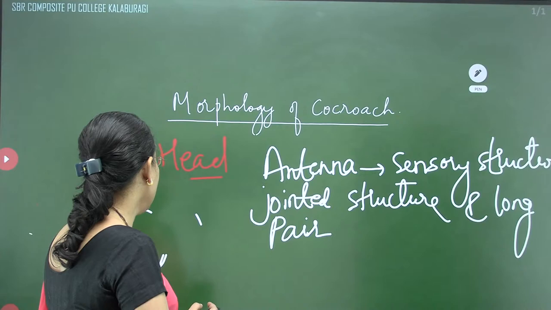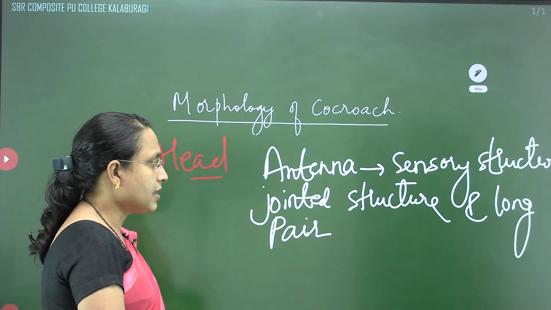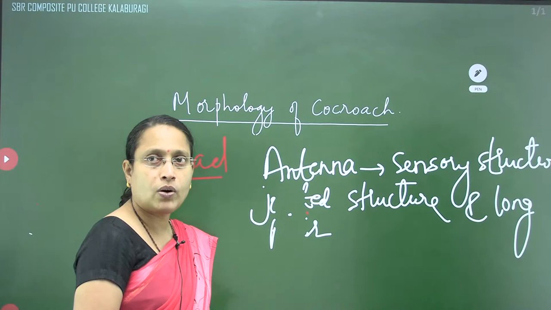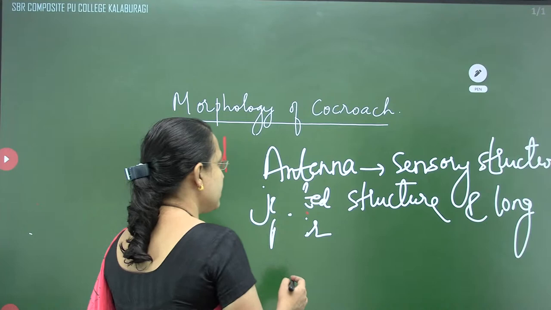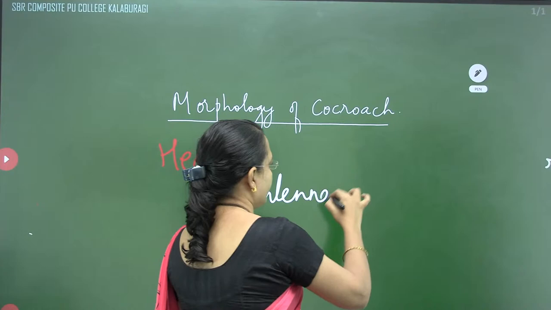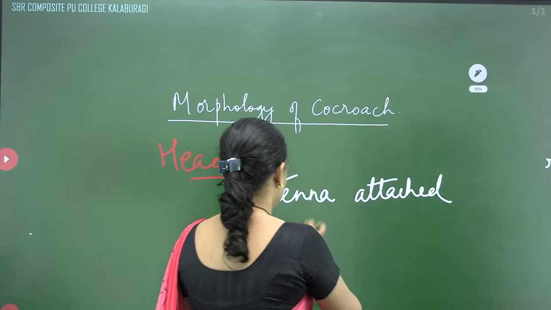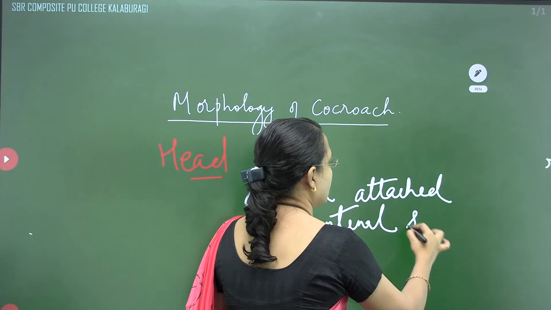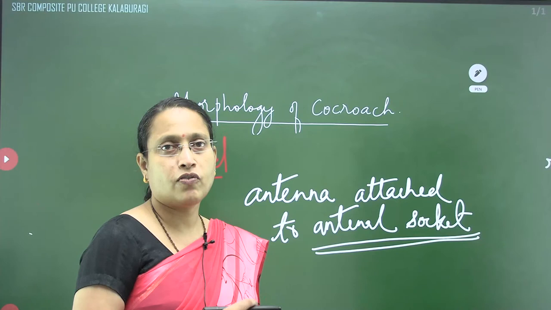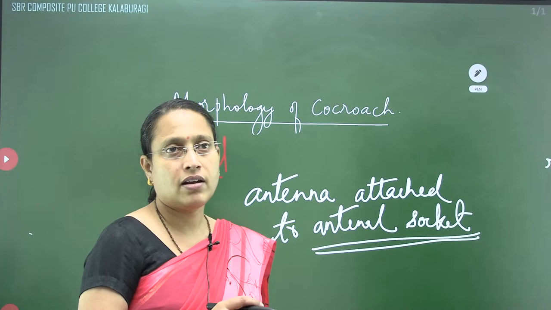So they are the sensory structures. They are jointed structures because many segments are there. Each segment is called a pod. It is present just near the compound eyes, just in front of the compound eye towards the inner side. It is attached to the antennal socket. It means the antenna arises at a particular region called the antennal socket. From the antennal socket only, the antenna arises.